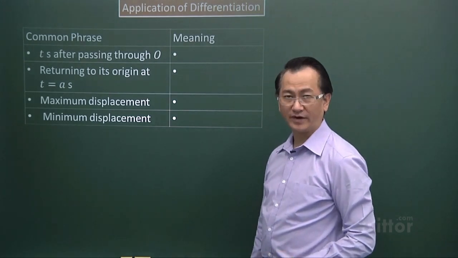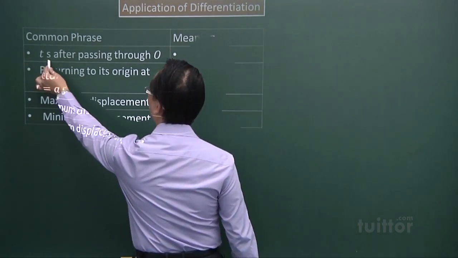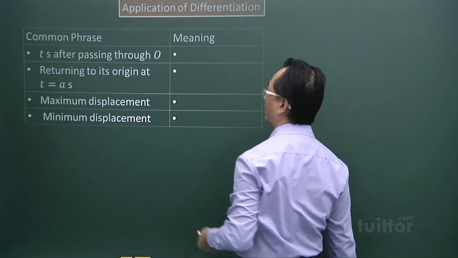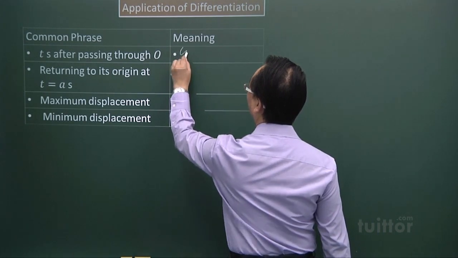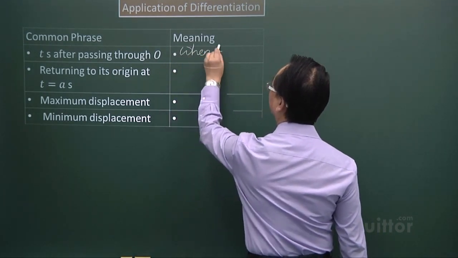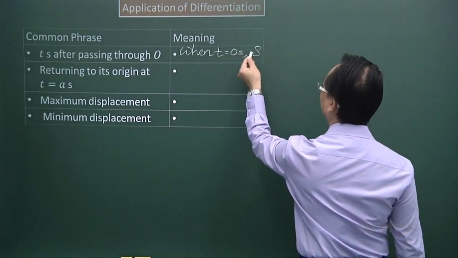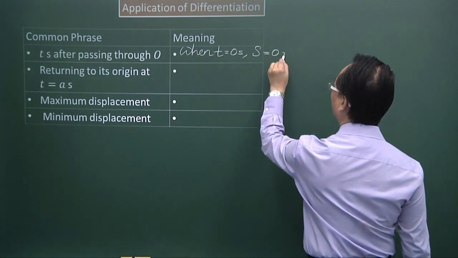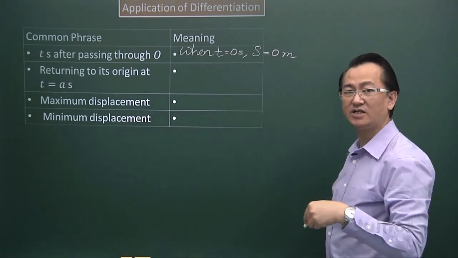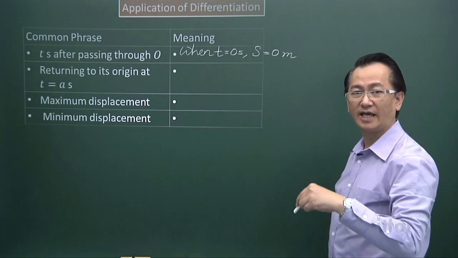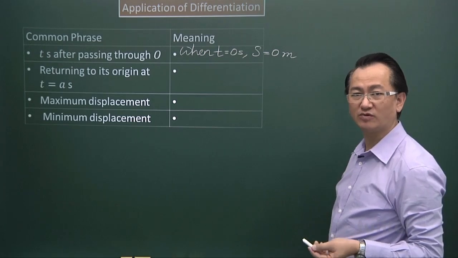Now we look at common phrases. If I have t seconds after passing through O, it means that when t is equal to 0 seconds, the displacement will be 0. So at the start, the particle has to move off, so the displacement will still be 0.